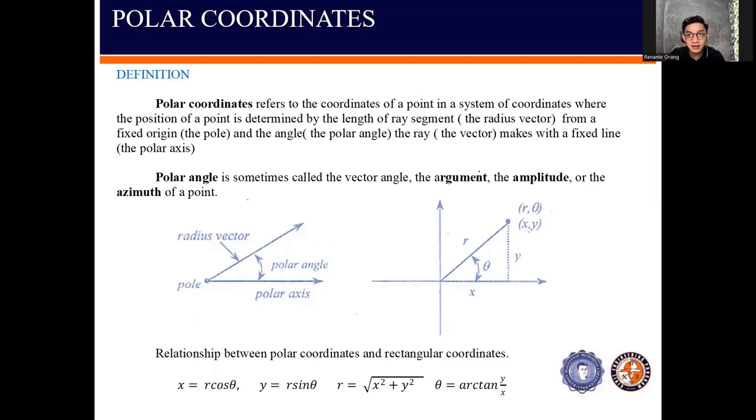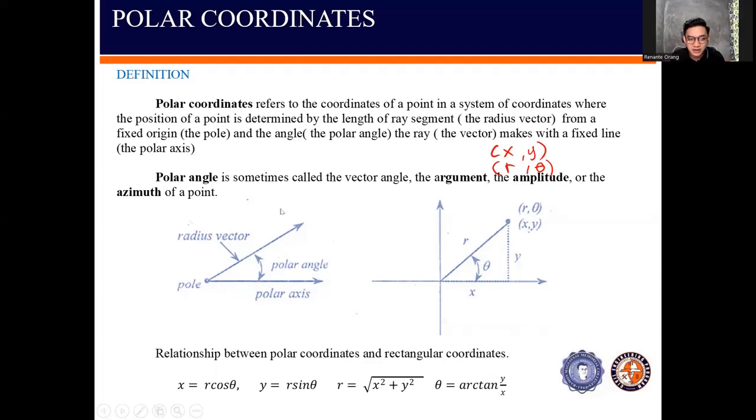For rectangular coordinates, that is our x-axis and our y-axis, x and y. While if we are talking about polar coordinates, our x is our r, or the length of our ray, then our y is our theta, which is the angle from our x-axis of our line or our vector. So the polar angle is sometimes called the vector angle, the argument, the amplitude, or the azimuth of a point. Those are its different names.